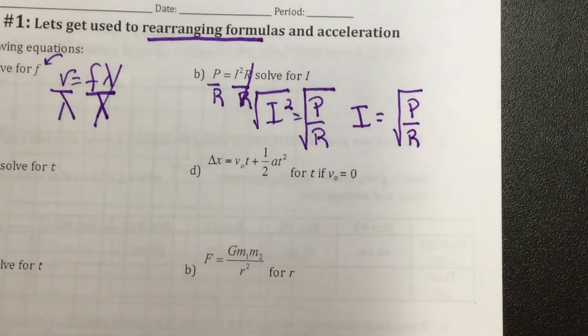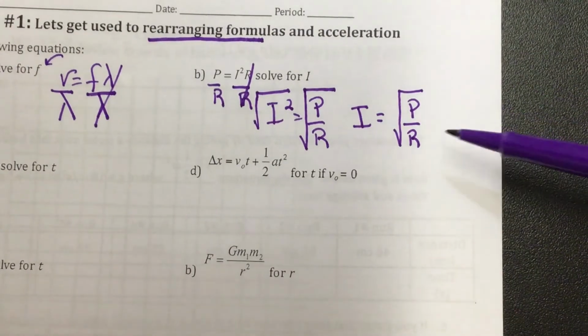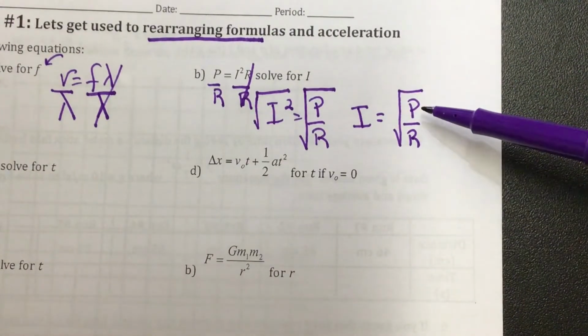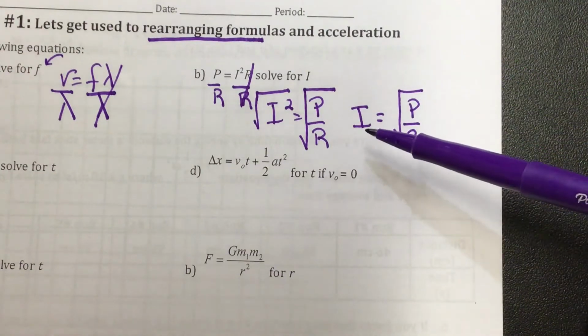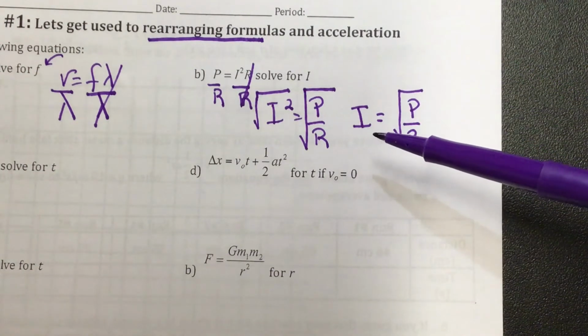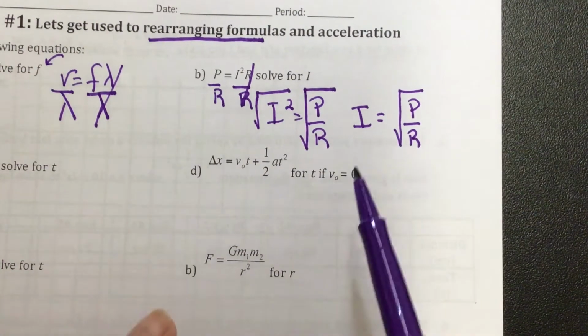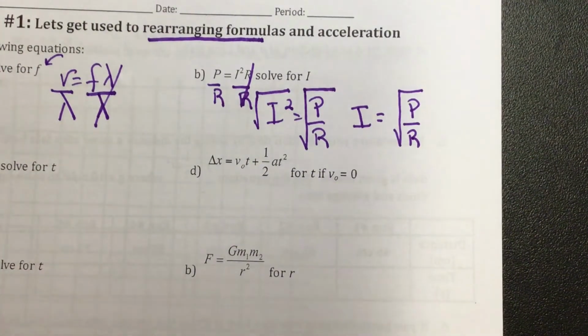And there's my formula. And so if someone was to give me the value of P or the value of R, I could put them in here, divide them, take the square root of it, and I would know what I is. We don't know what I stands for, but this is just how I can rearrange a formula to be able to use it for this.